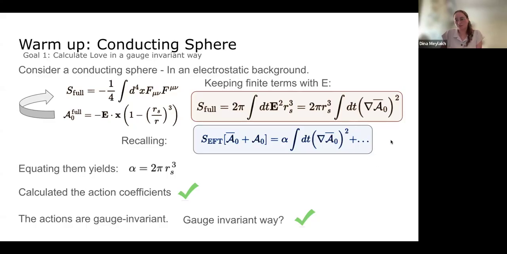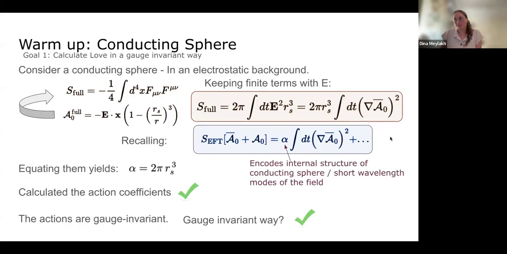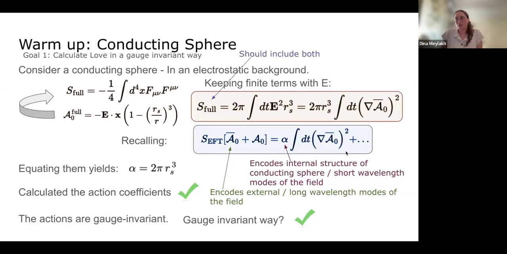So another way to view this calculation is to think about scales. If we think about it, alpha encodes just the inner structure of the conducting sphere. So it's like thinking that it encodes the short wavelength modes of the field. While A bar, the external background, encodes long wavelength modes. So the full action should include both.